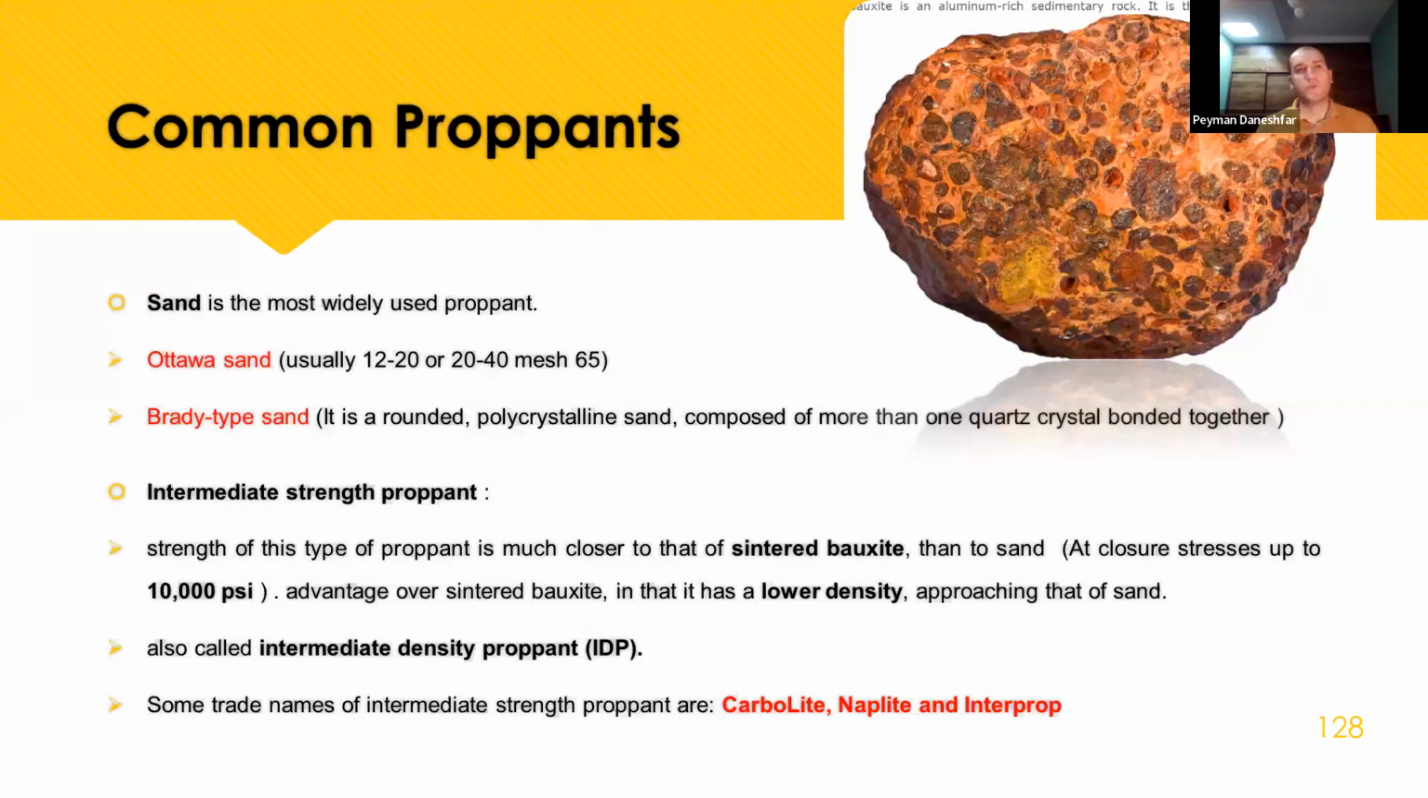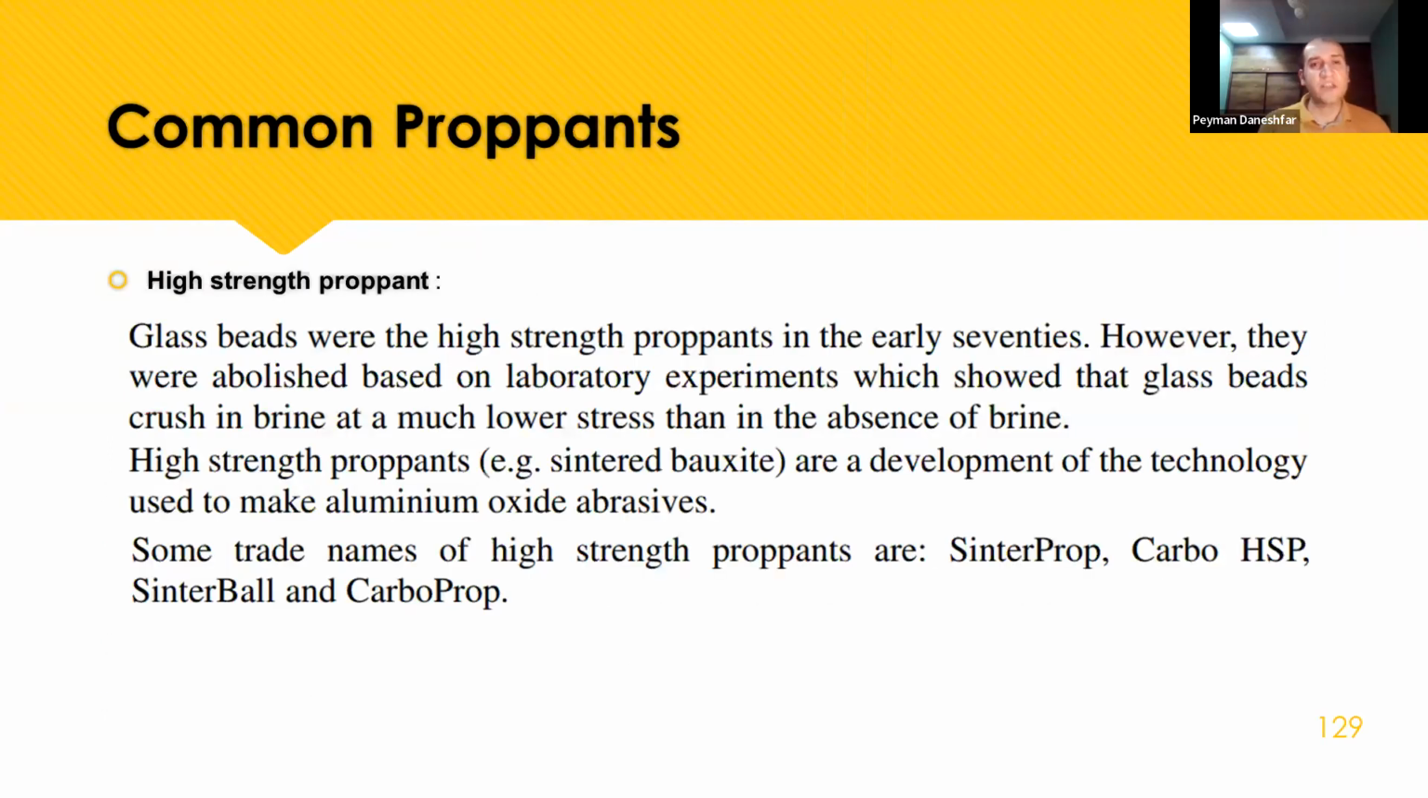Another common proppant is the high stress proppant, such as glass beads, and the peak pressure closure for the highest stress proppant is between 10,000 and 15,000 psi. Some trade names of high stress proppant are Sinterprop, Carbo HSP, Sinterball, and Carboprop.